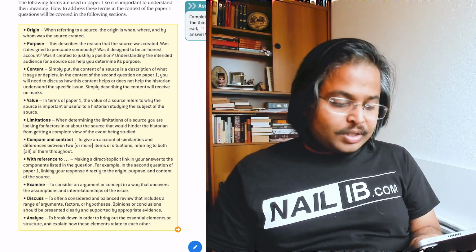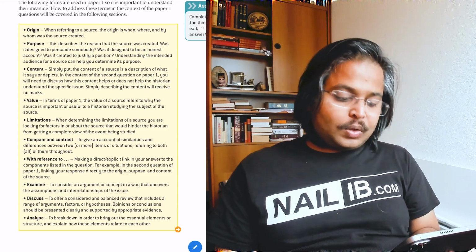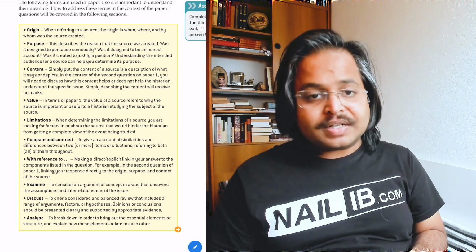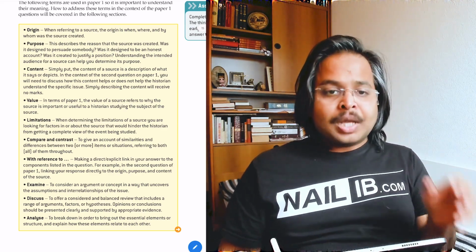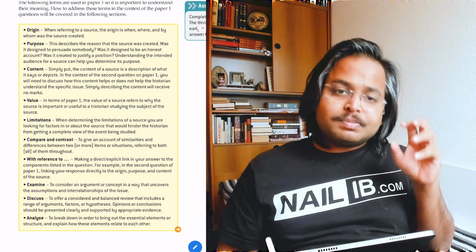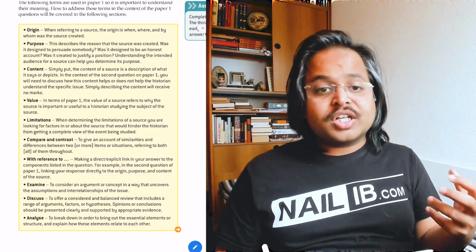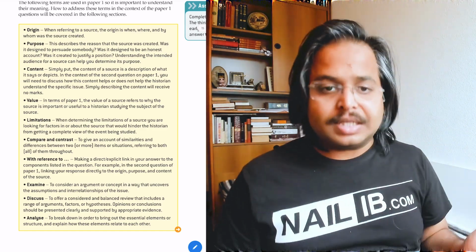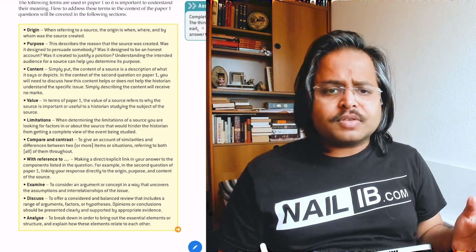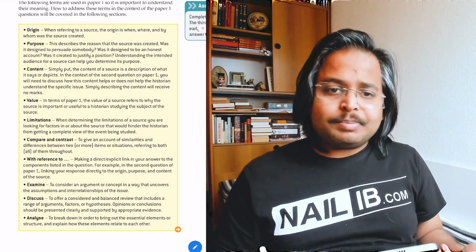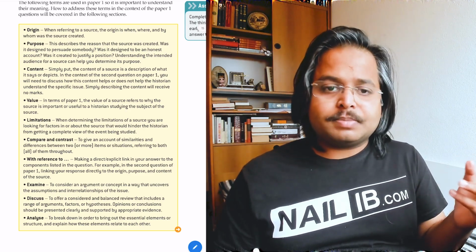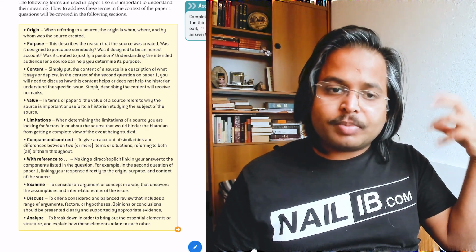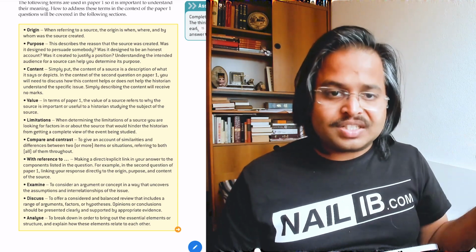Limitations, again: when describing or determining the limitations of a source, you are looking for factors in or about the source that would hinder the historian from getting a complete view of the event being studied. So once again, limitation can have multiple meanings, but as far as paper 1 is concerned, limitations merely refers to what the historian cannot see or cannot have access to because of the things which are missing in the source. So sometimes the source might be missing a different perspective, or might have inherently been very biased, especially if it's a public rally speech. Then, of course, it has an intention to have an impact on the people who are hearing it. So it may not be the most honest kind of account.